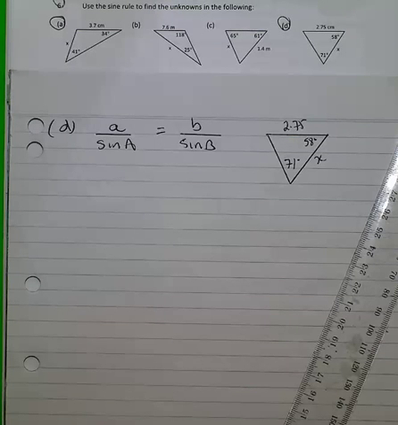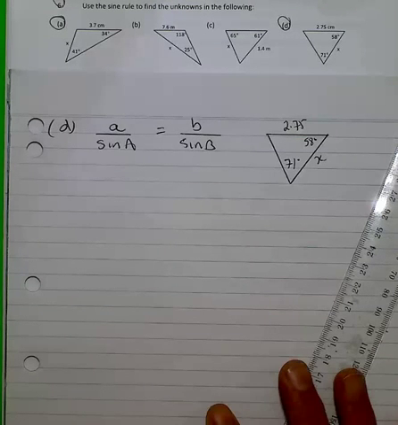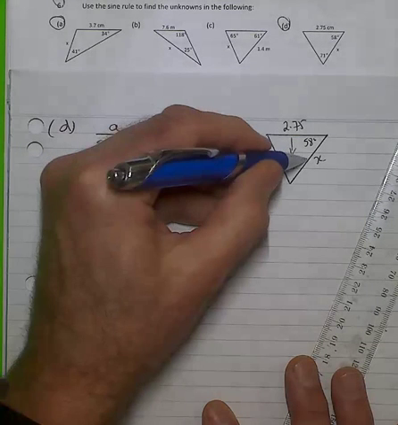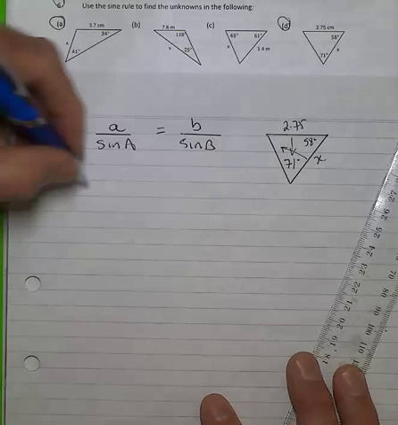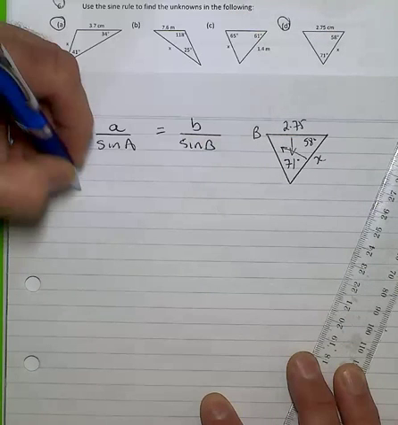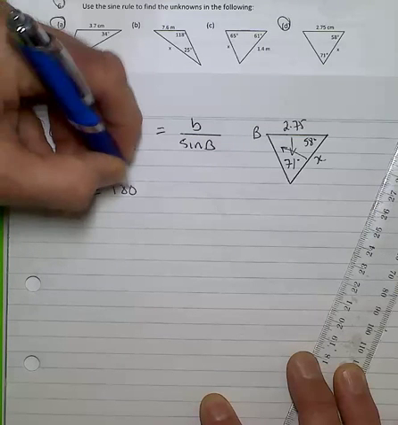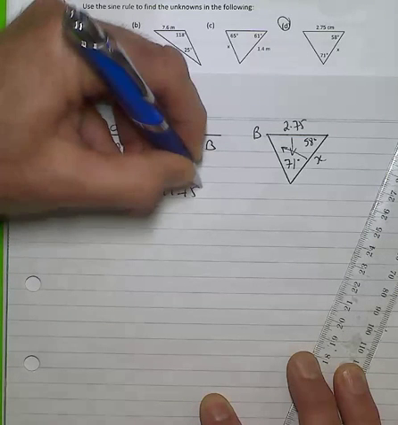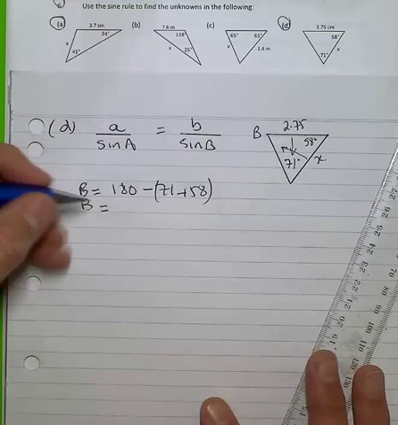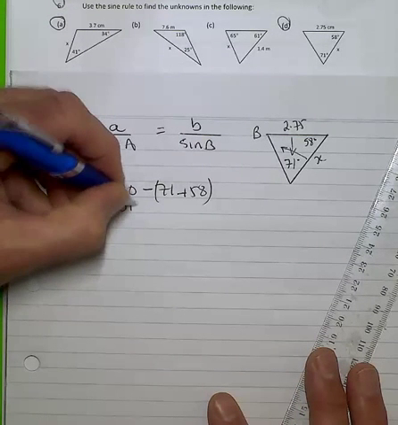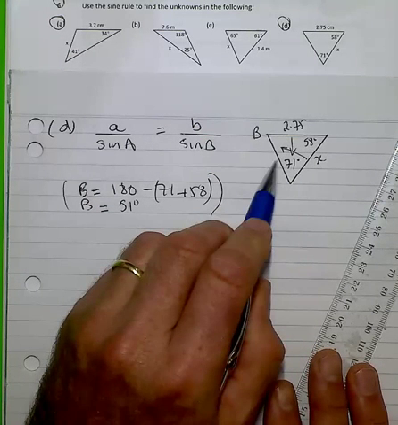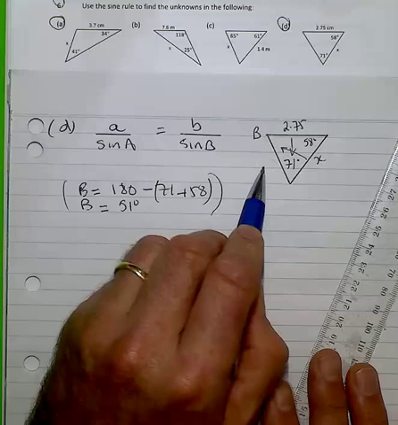Moving on to 6D, you'll find that we're missing a pairing. We've got the pairing between 2.75 and 71, but x doesn't seem to have a pairing yet. So what I've now got to do, I've got to quickly find out what that angle will be. I'll call it B. So B is 180 less 71 plus 58. So I've got to do this before I start. So that will give me 51 degrees. Now please don't fall in the mistake of using the 58 because we know nothing about this side length here.